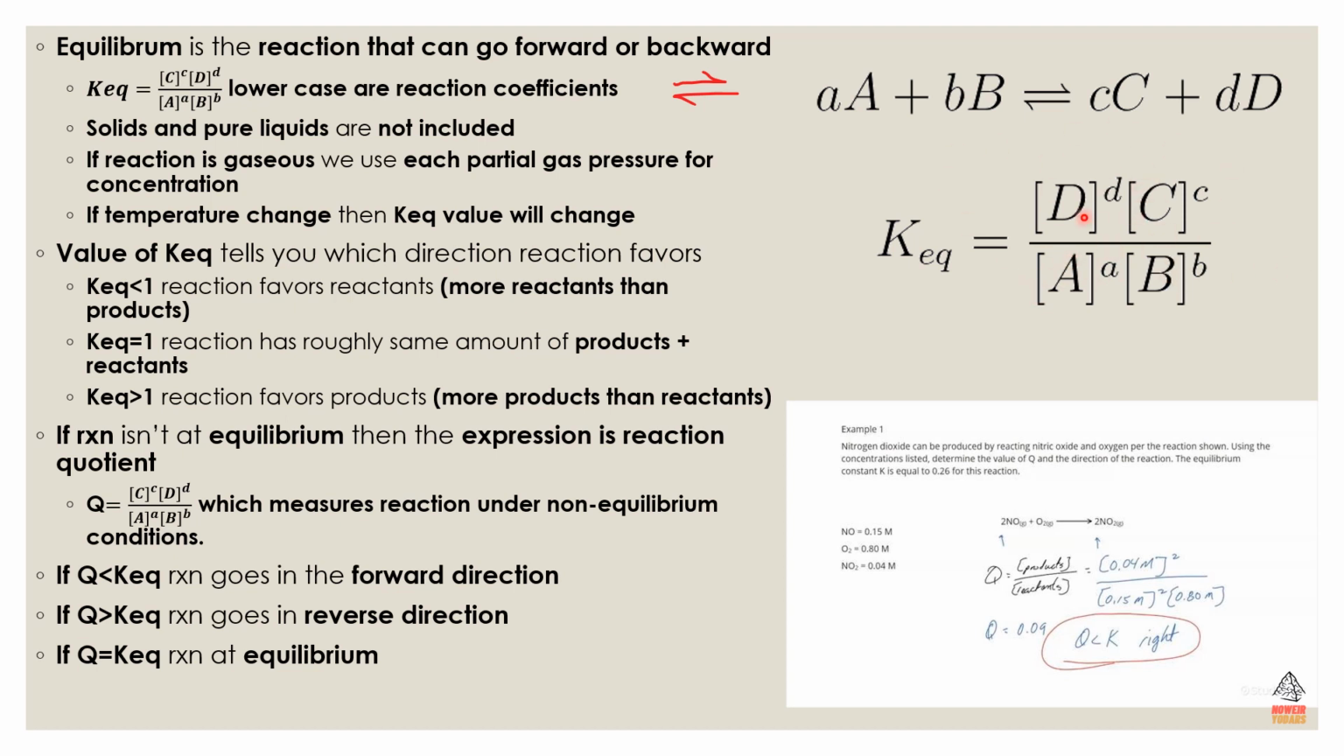And then the products have their coefficients. Let's say you have an oxygen here, for instance. So you have, I don't know, 3O2. That's on the reactant side, so it goes down here and then the 3 goes here as the exponent for the concentration. Now, these equilibriums happen in aqueous solutions, so solids and pure liquids are not included. So they happen in aqueous solutions and under gaseous conditions. But if the reaction is gaseous, we use partial gas pressure for the concentration.